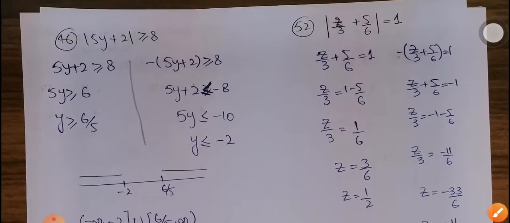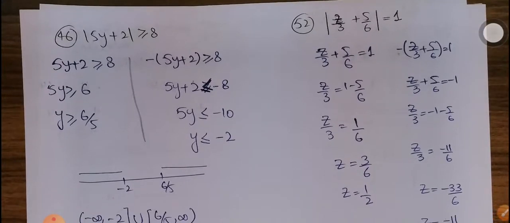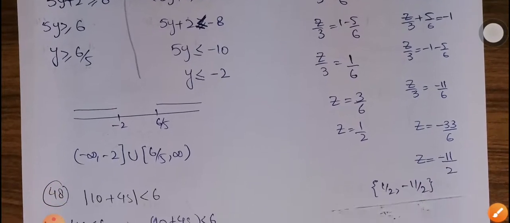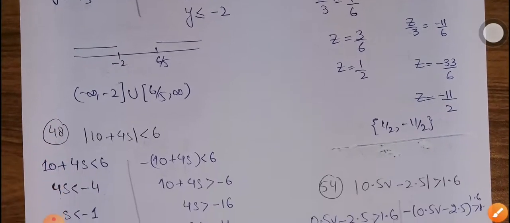Then we have question number 52, absolute value z plus 3 plus 5 by 6 is equal to 1. This is a simple equation, so one time positive, one time negative, and we have solved it using the LCM method. Here z is equal to 1 by 2 and z is equal to -11 by 2 as the answer.